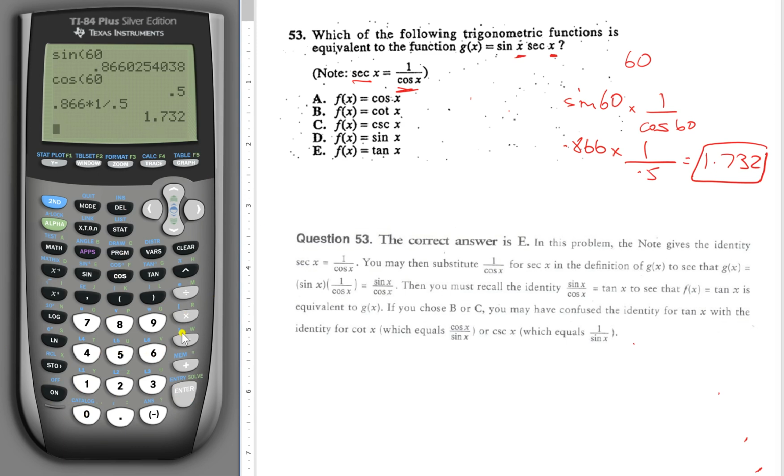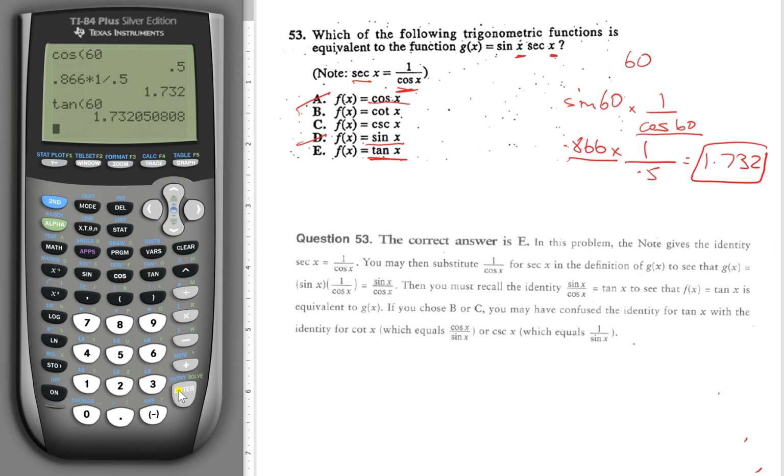That's it. And we can look at our answer choices. The first one is cosine x. Well, we know that cosine of 60 degrees is 0.5, so it's not it. And then they've got sine x down here, and we know that that's 0.866. So we can get rid of that one. So we might as well go for the easiest one next, tan x. It's going to be easy enough to find. We just have to put tan of 60 degrees and hit enter. And it gives us 1.732, and that's our answer, E.